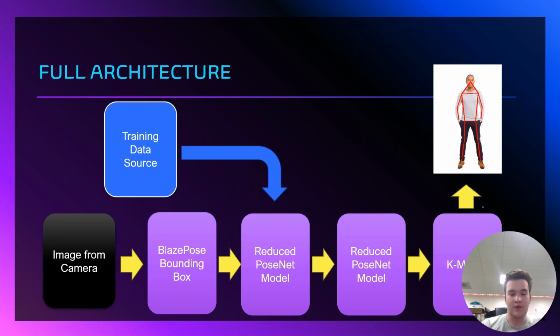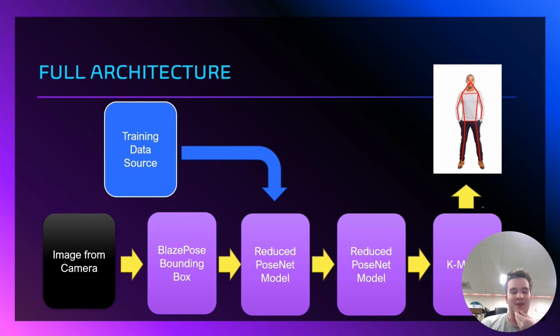So in terms of our full architecture, now we've got it kind of assembled. That BlazePose bounding box, you don't have to worry about that. That's a different part of the architecture that comes from essentially cropping down the image. But we then go into our reduced PoseNet model, which is the PoseNet architecture, but just with a bunch of layers removed. And then I didn't relabel that, but essentially that's supposed to just go straight to k-means. Then our k-means gives us the actual end-up skeleton.